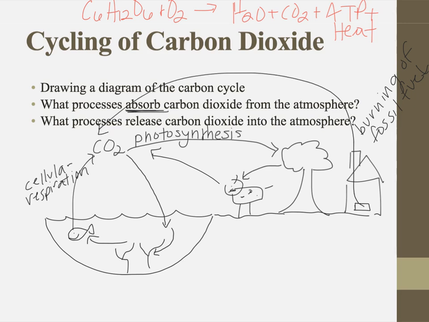Okay, so if we go back and answer these questions, what processes absorb carbon dioxide? Well, that would be photosynthesis. Processes that release carbon dioxide, the two that we've included in this diagram are cellular respiration and burning of fossil fuels. Are there others? You betcha. We're just not going to put them on this diagram yet.